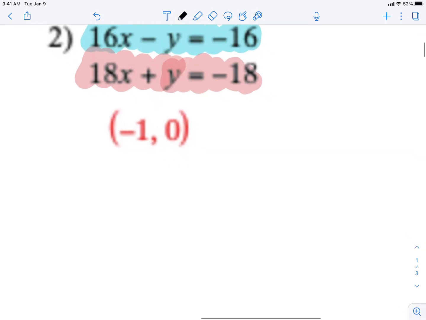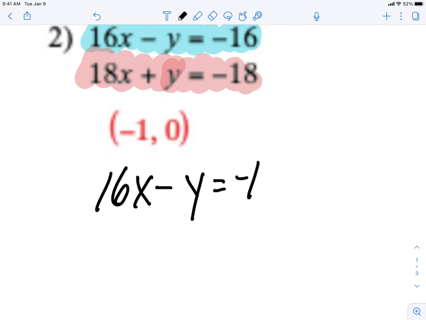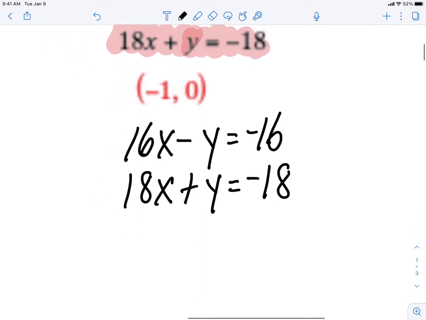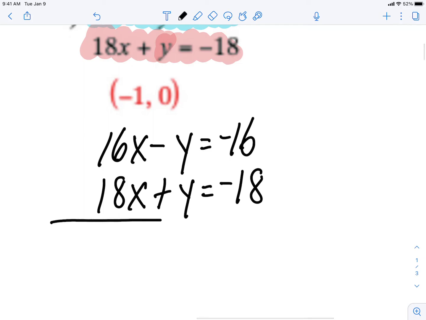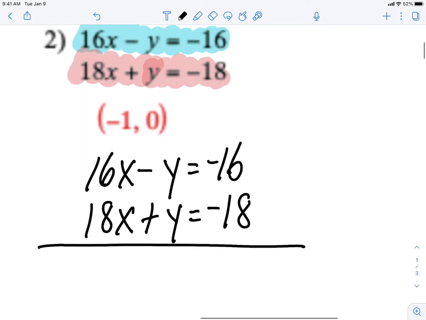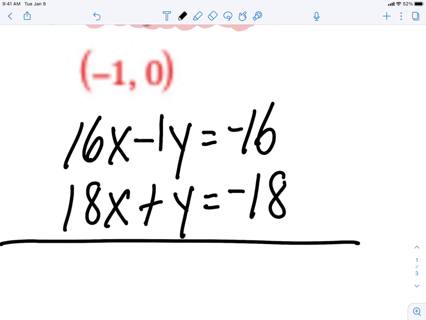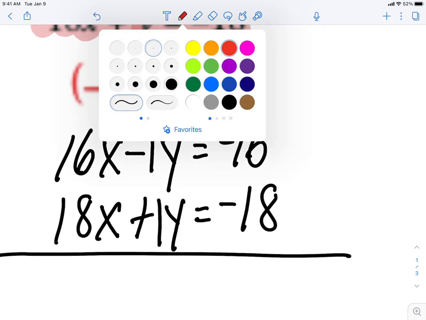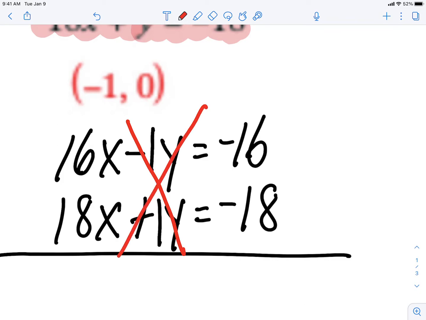Immediately, no need to multiply again. We're going to just copy. So we have 16x minus y is equal to negative 16, and 18x plus y is equal to negative 18. We draw our line here. Now remember, the y's here are invisible ones: negative 1y and positive 1y. Those cancel each other out. Look at that, gone.